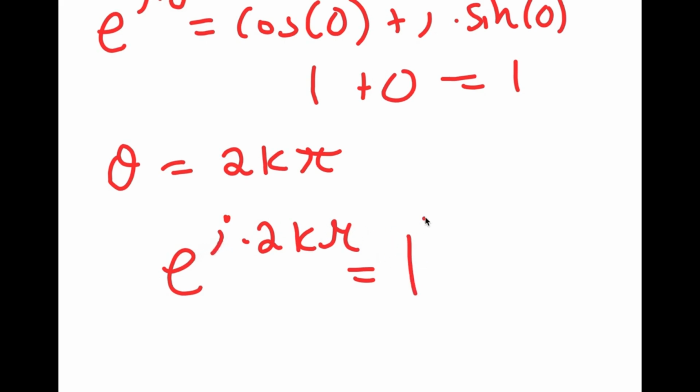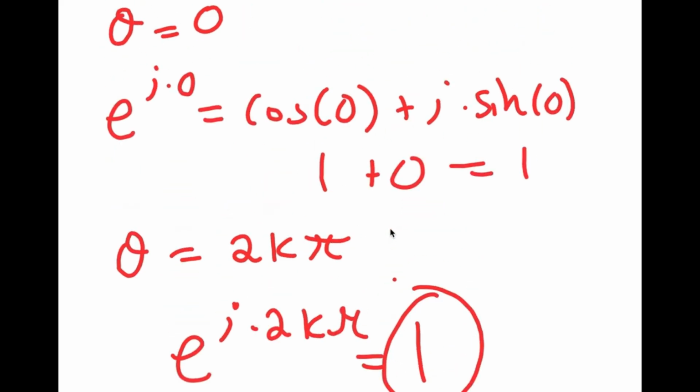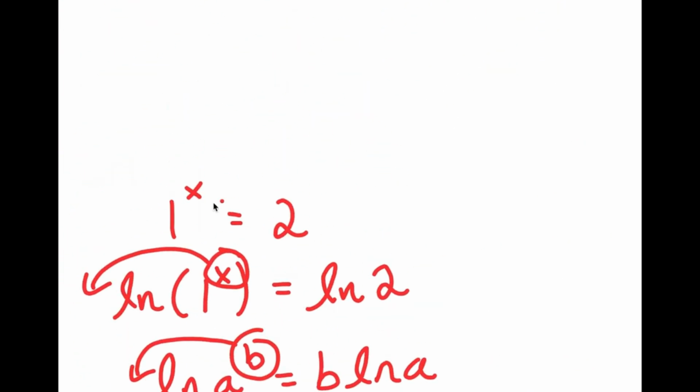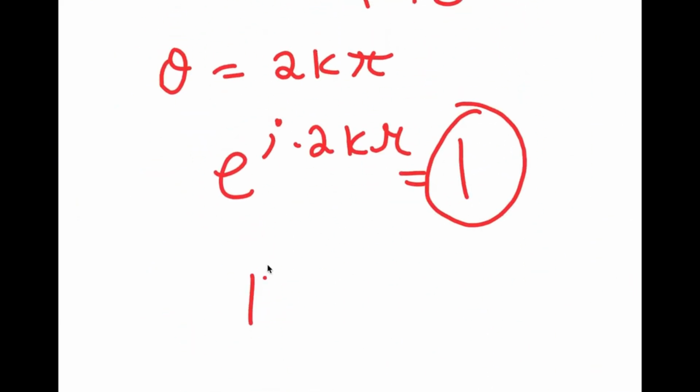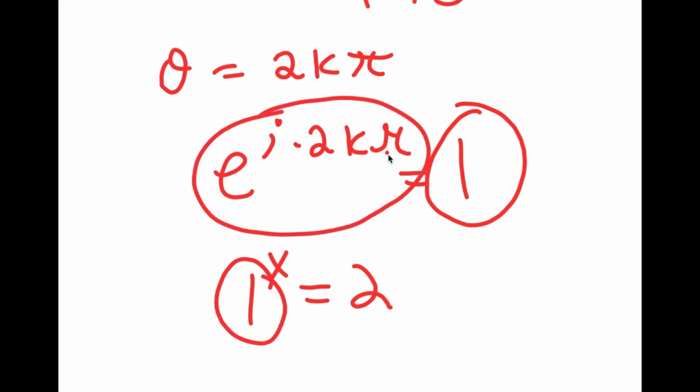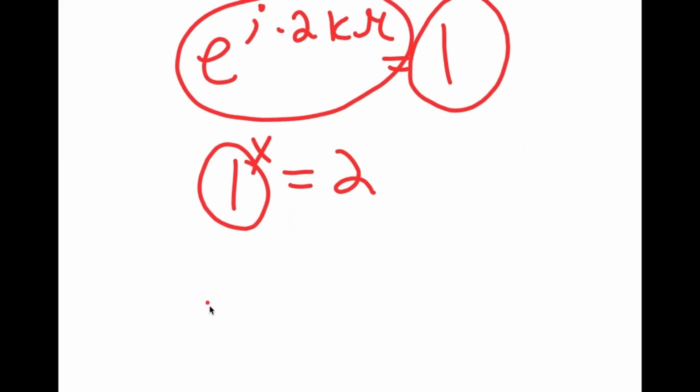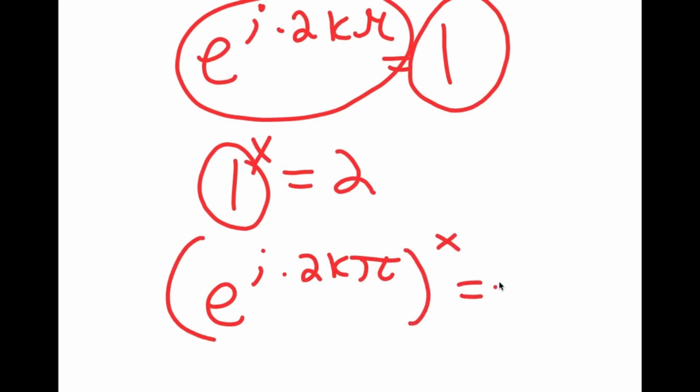So now, we know that this is equal to 1, right? And remember, our original equation was 1 to the power of x equals 2. That's what we want to solve. So what I'm going to do is switch in 1 for e to the power of i times 2k pi. So now I get e to the power of i times 2k pi, all to the power of x, is equal to 2.